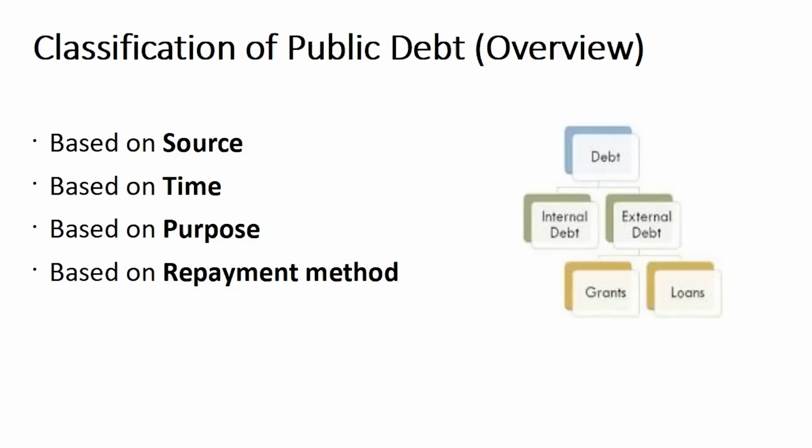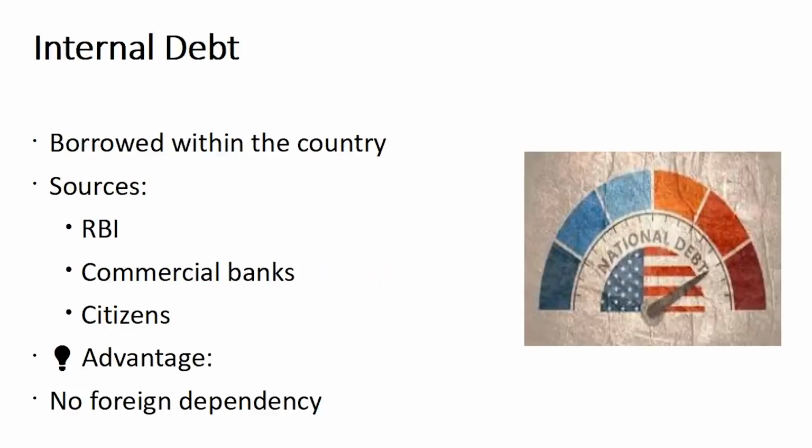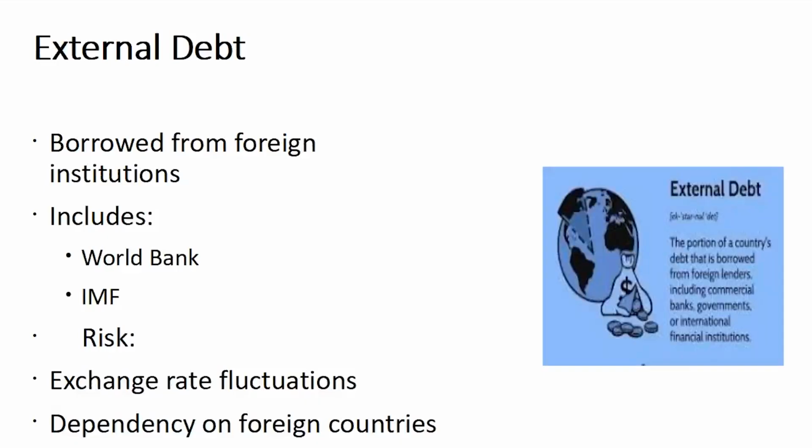Don't worry, I will explain each type with simple examples so you won't get confused. First, internal debt. This means borrowing from within the country. Government borrows from banks, RBI, and citizens. Let me give a simple example. If you invest your money in a government bond, you are actually lending money to the government. Think of it like this.